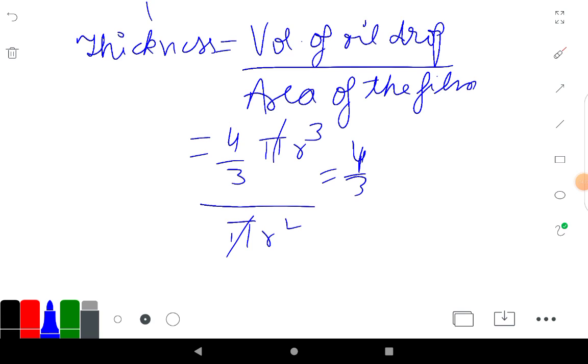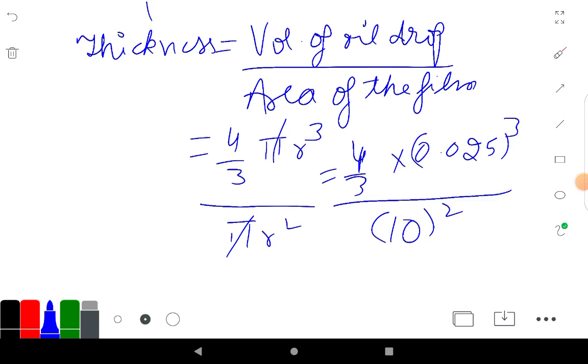So 4 by 3 into pi by pi, let us take pi cancelled, and we have r cube upon r square. The numerator will be 0.025, since we had 0.25 millimeter, converting into centimeter we get 0.025, whole cube, upon, the size was 10 centimeter, so 10 square, because we have converted both. Solving it, you will get 2.08 into 10 to the power minus 7 centimeter. This we have converted in centimeter, this was already in centimeter.